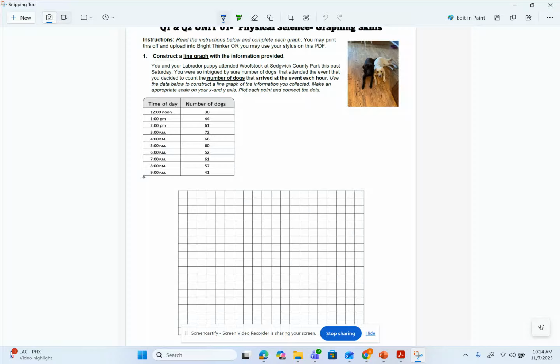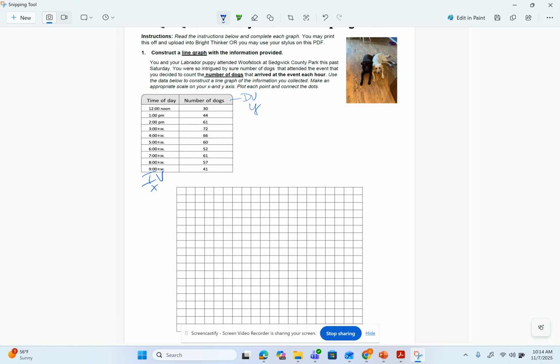Okay, so your time of day is going to be your independent variable, which always goes on the X axis. The number of dogs is your dependent variable, and that goes on the Y axis. So the first thing we are going to do is determine a title. I would probably say dogs counted at Woofstock. Something short and sweet.